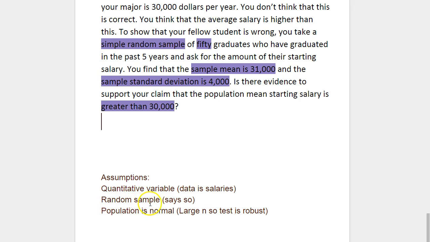We need to have the data collected from a random sample, and it says we have a random sample. And we need to know that the population is normal. Well, this is not so much a consideration because we do have a large N, a large sample size of 50, and the test is robust, so we don't need to really worry about the population being normal.